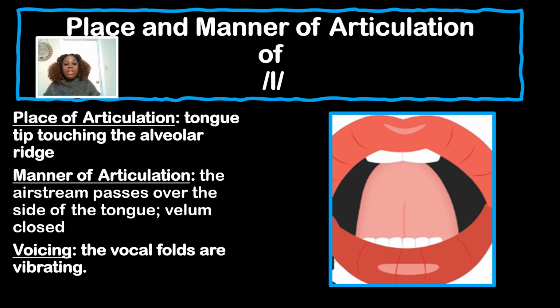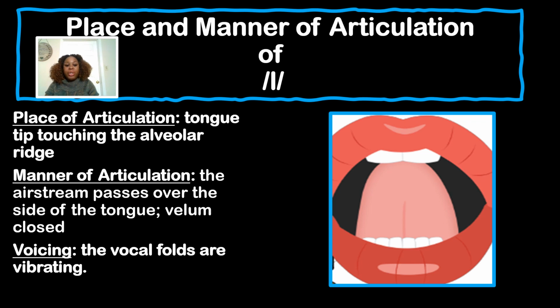So the place of articulation for L, as you notice, I tried to find a picture that would describe for us what that looks like. The place of articulation is when the tongue tip is touching the alveolar ridge. So the tip of your tongue is pretty much going up behind your teeth. Once you make the L sound, your tongue is going to drop back down in your mouth and it's going to be very flat. So the tongue tip is up behind the teeth and then it goes back down.